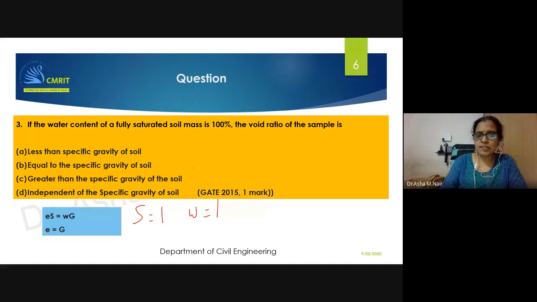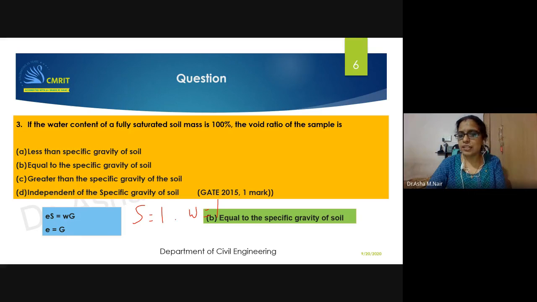So what are the options that we are having? Less than specific gravity of soil, equal to the specific gravity of soil, greater than the specific gravity of soil, independent of the specific gravity of soil. So the option will be B, because we got the void ratio of the sample equal to the specific gravity of the soil. So e is equal to G, your answer. I hope this is clear for you.